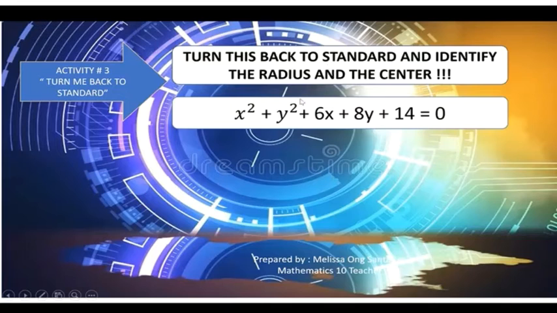Still the same process. Your given, if I will be turning this general equation of the circle back to standard so I can identify the radius and the center, is x squared plus y squared plus 6x plus 8y plus 14 is equal to 0. The first step, group the x terms. So you would have here x squared plus 6x plus the unknown value, open and close parentheses, plus your y terms, y squared plus 8y plus the unknown value, is equal to 0.